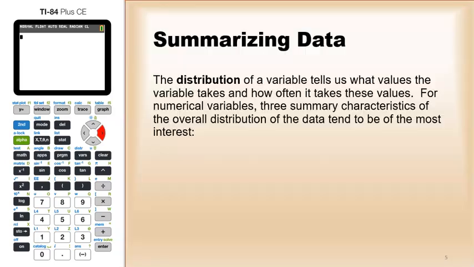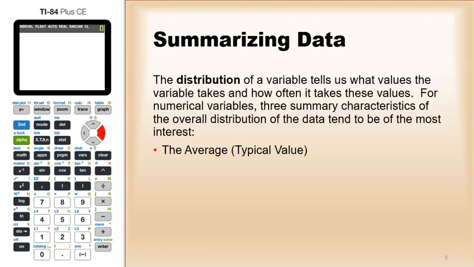All right. The main objective of descriptive statistics is to summarize data, specifically the distribution of a data set. Again, the distribution of a variable tells us what values the variable takes and how often it takes these values. There are three characteristics that are important to us when it comes to describing distributions.